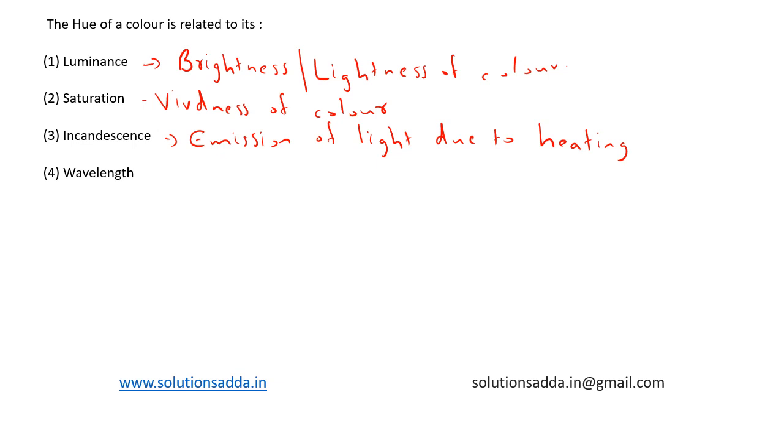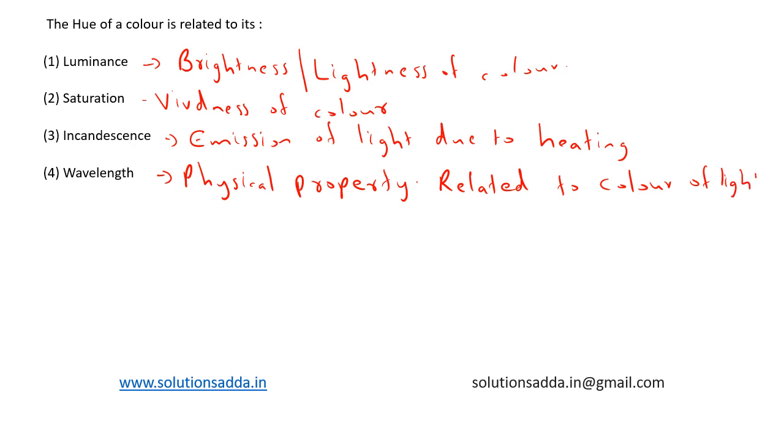Next one is wavelength. Wavelength is a physical property of light and it is directly related to the color of light. Wavelength is a physical property and it is related to the color of light. So in the context of visible light, different colors will have different wavelengths.